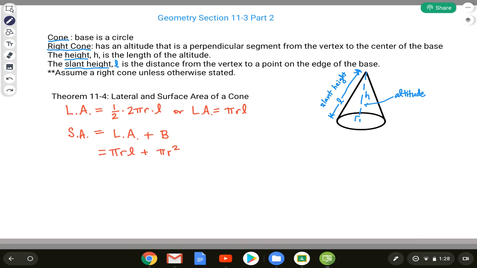Alright, this is Geometry Section 11.3 Part 2, where we're going to talk about cones and the lateral area and surface area of them. So first, a few definitions.